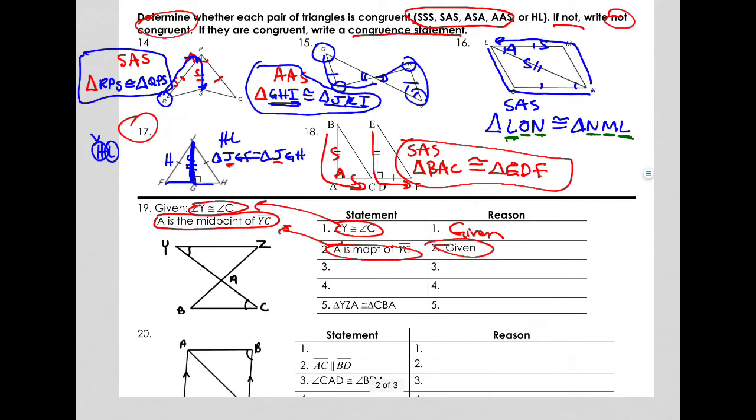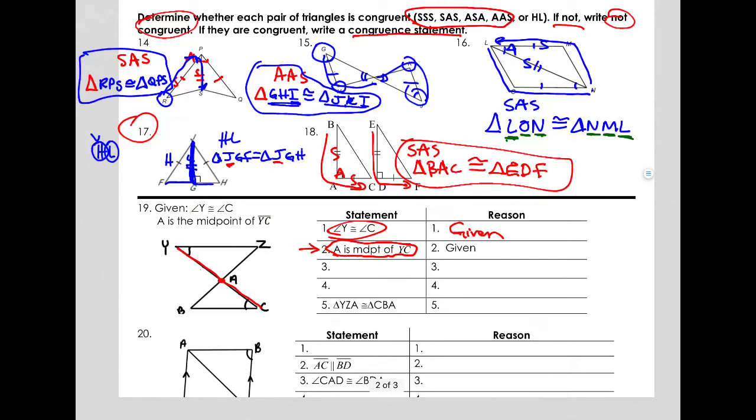Now, make sure you go through and you mark what was given to you on the triangle if it's not marked already. And then see if you can use any of that information to your advantage. So I'm going to erase that so it's not all marked up. So let's see if we have everything marked. So angle Y is congruent to angle C. That's already marked, so that's good. Then the next piece of given information was that A is the midpoint of YC. So A is the middle of this entire line.